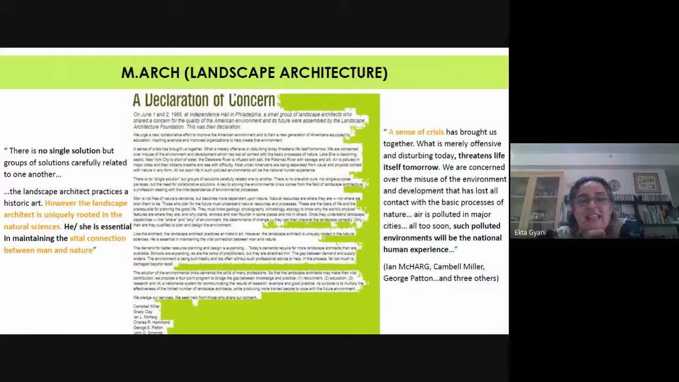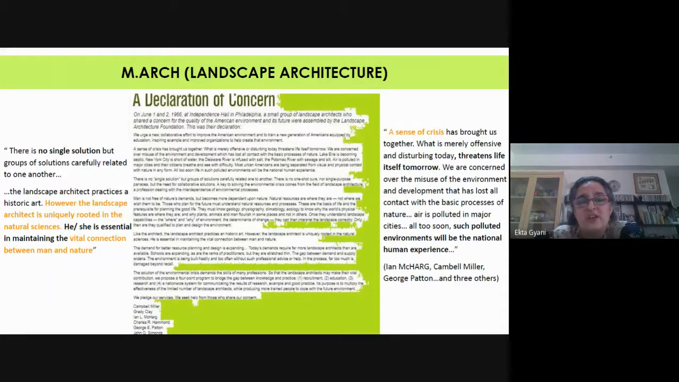This is what they said. A sense of crisis has brought us together. What is merely offensive and disturbing today threatens life itself tomorrow. We are concerned over the misuse of the environment and the development that has lost all contact with the basic processes of nature. Air is polluted in major cities. All too soon, such polluted environments will be the national human experience. Believe it or not, this was written 55 years ago.